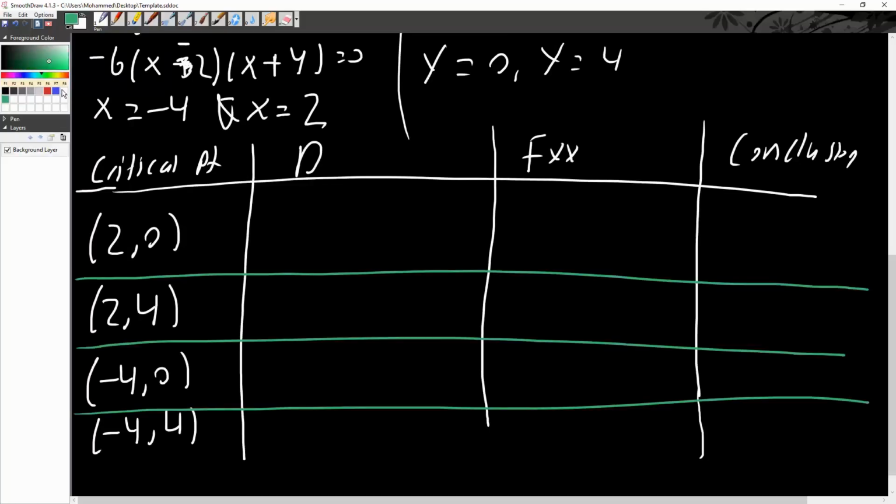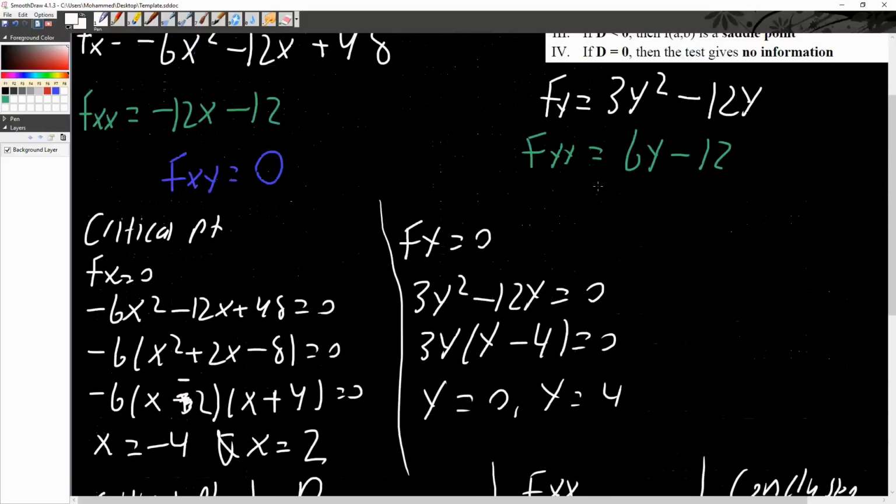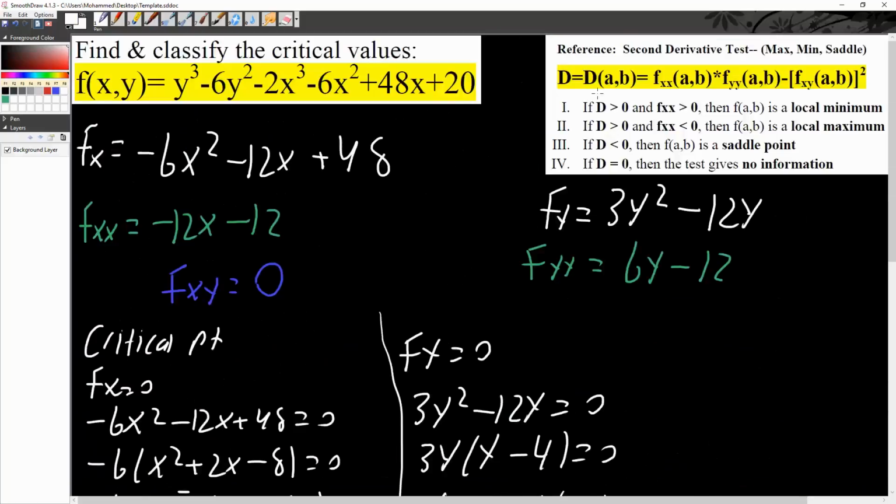Okay, and now we apply our reference. So we need to get D. And so D is equal to fxx times fyy minus fxy squared. And so our first point was 2, 0. So what I'm going to do is insert 2, 0 for this. And when I put 2, I would get negative 36. So this term right here would be negative 36. And I do the same thing for fyy. I plug in 2, 0, which would make just negative 12. So we have negative 36 times negative 12.